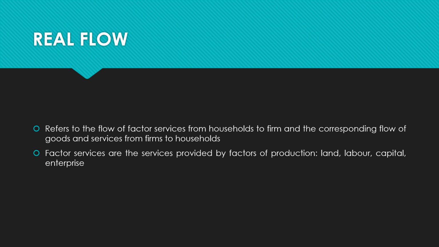Real flow refers to the flow of factor services from households to firms and the corresponding flow of goods and services from firms to households. Right? So only services are involved. We go and work in the firm and we help them in manufacturing. The firms also give to households the goods and services. From where do we get the goods? Where do we get the services of people? Any engineer or mechanic or electrician, we get through a firm. So, goods and services which firms are giving us and the jobs which we are doing in firms, right?